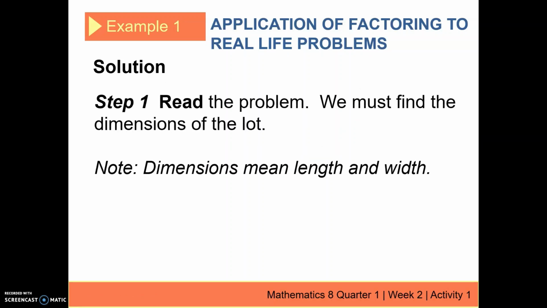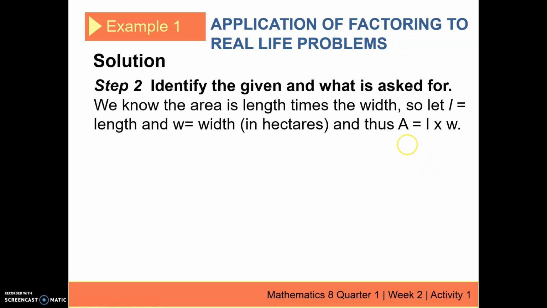For the solution, step 1, we have to read the problem. So what is being asked for? We must find the dimension of the lot. Note, however, that the dimension means the length and the width. Step 2. Let's identify the given and what is asked for. We know that the area is length times the width. So let L equal length and W equal width. Thus, area is equal to length times width.